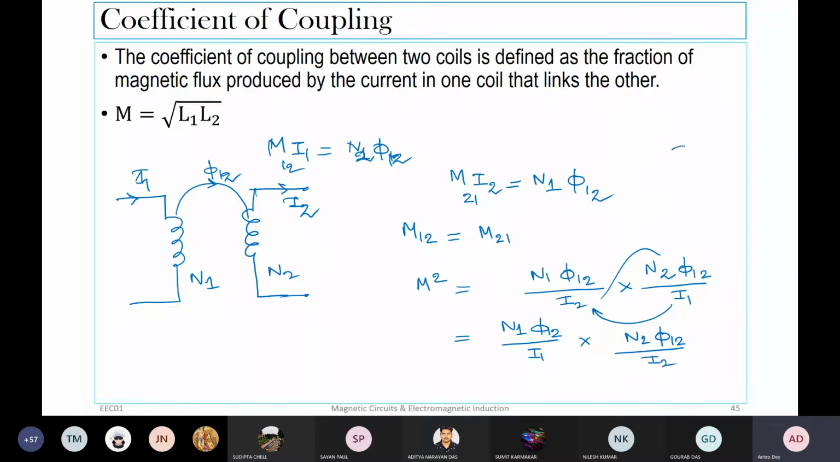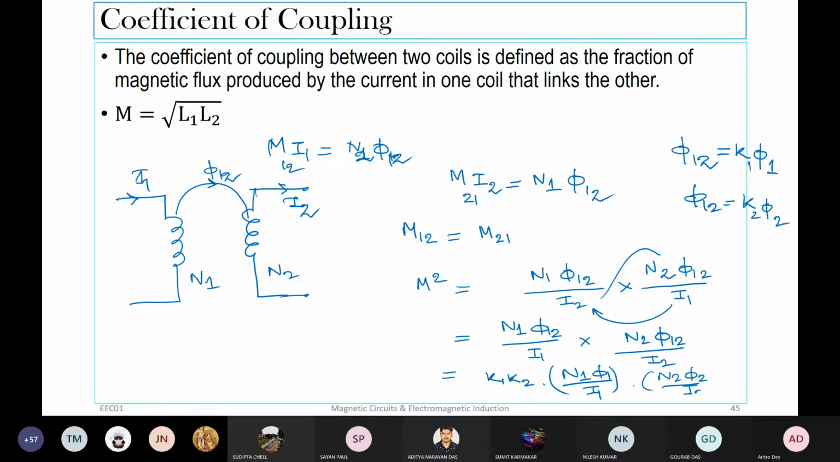Now, as I told, phi 1 2 is a fraction of total phi 1. So if we substitute, it will become k1 k2 into N1 phi 1 by I 1 into N2 phi 2 by I 2. So we can write M squared equal to k1 k2, and here we can write L1 L2.